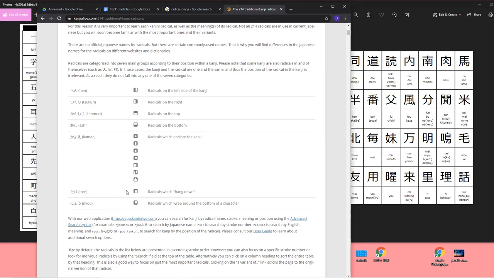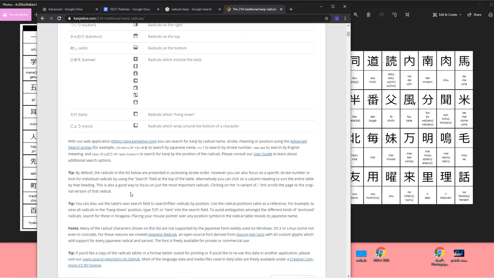Tare is hang down, radicals which hang down or hang on kanji. I honestly don't know why they have the one on the right side as a kamae, but not the left side. I don't know, but it's a bit annoying. Apparently it's different. And then you have nyo, it's the bottom wrap. And I'm pretty sure this can be the other way, the right bottom too. But this one can only be the top left, because the top right would be a kamae. It's so weird. Kanji are weird, but they're very interesting.